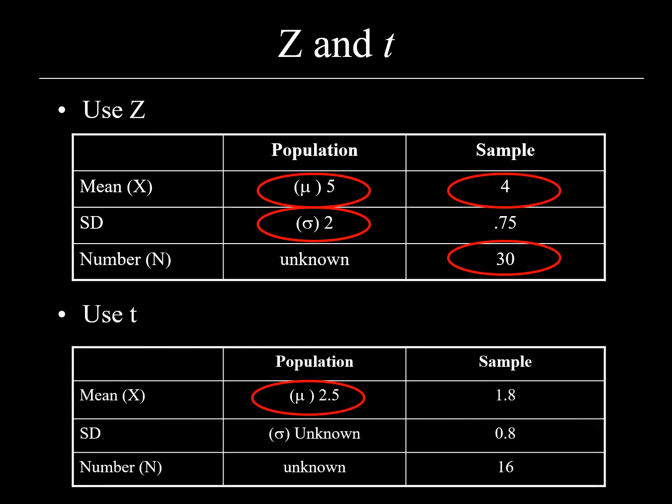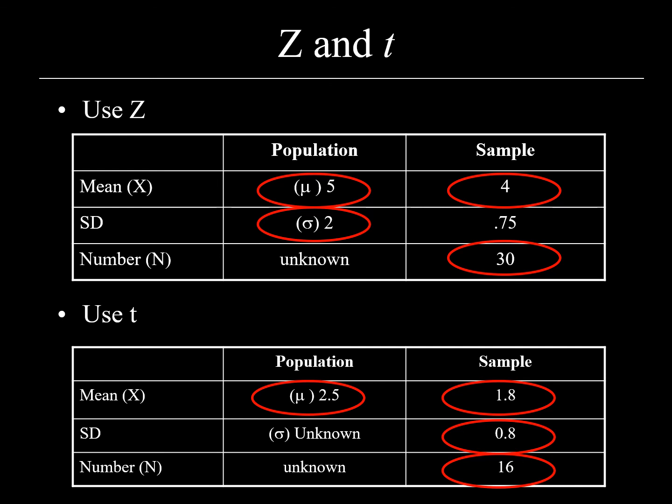We're going to use T when we only know the mean of the population, and our sample size is less than 30. So for example, to run a Z-test, I need the population's mean and standard deviation, I need the mean of my sample, and I need 30 or more people.